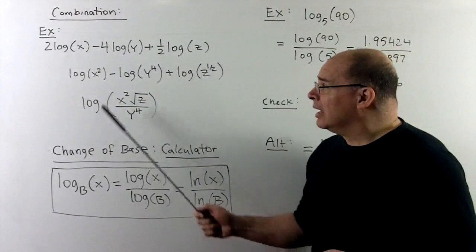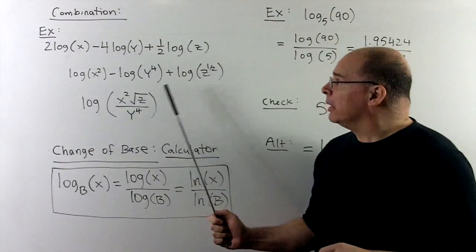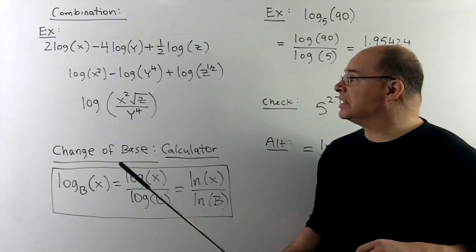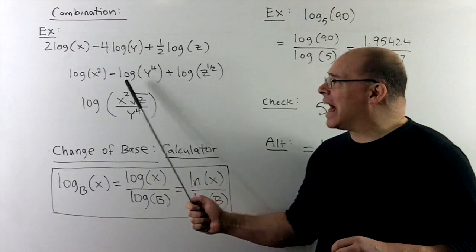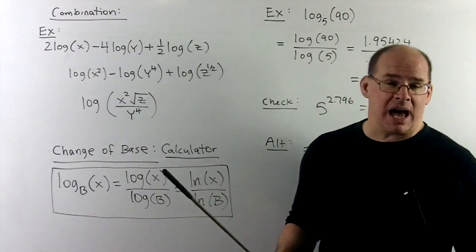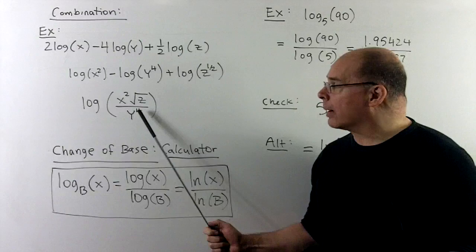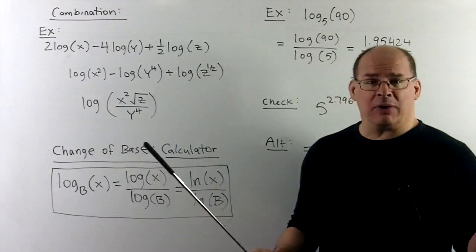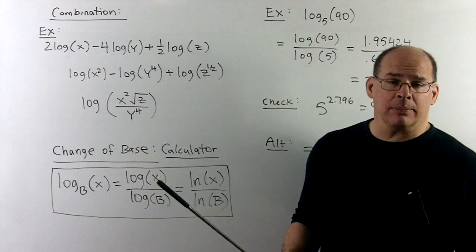So what would happen? x squared goes to the numerator. The z to the 1/2 goes to the numerator. We can make it square root of z. And then minus log y to the 4 is going to go in the denominator as a y to the 4. And then we wind up with this expression here, everything inside of a single log.